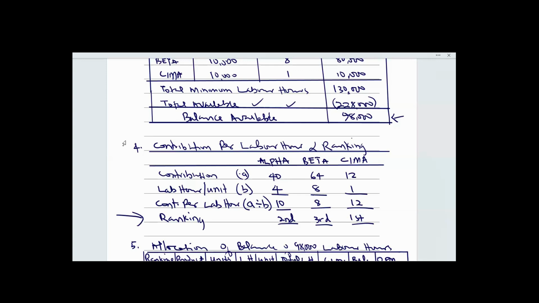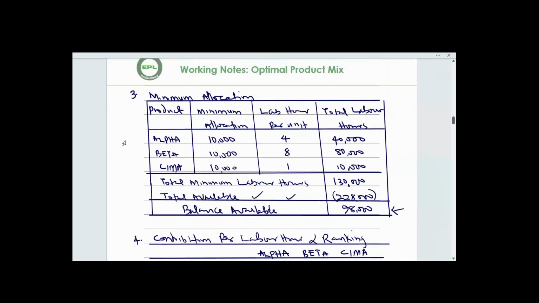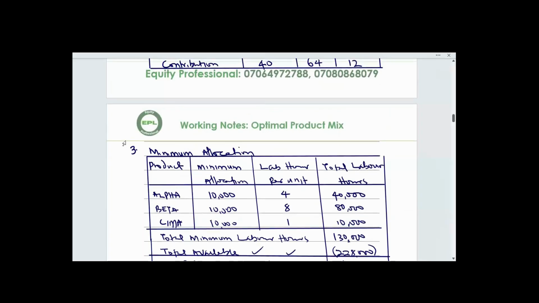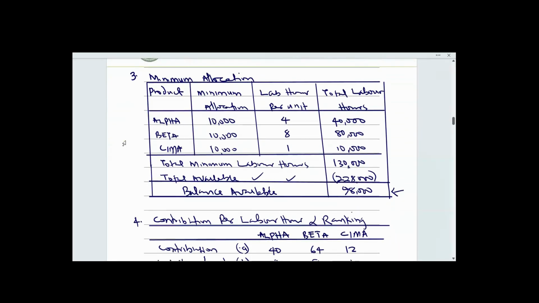Next: ascertain if management places priority or has given minimum allocation for each product line. So that's what we did in step 3. Follow the way I've solved it now. The way I've solved it is the most appropriate. But if you follow the one you have in the book, it's still the same thing. Whichever is more convenient for you is what you should do.